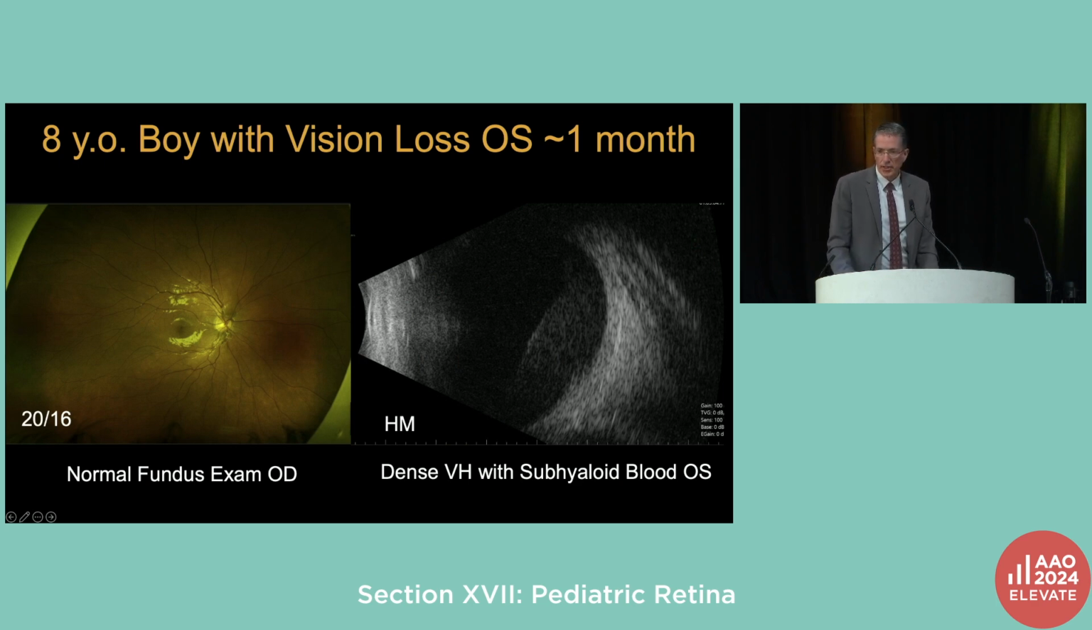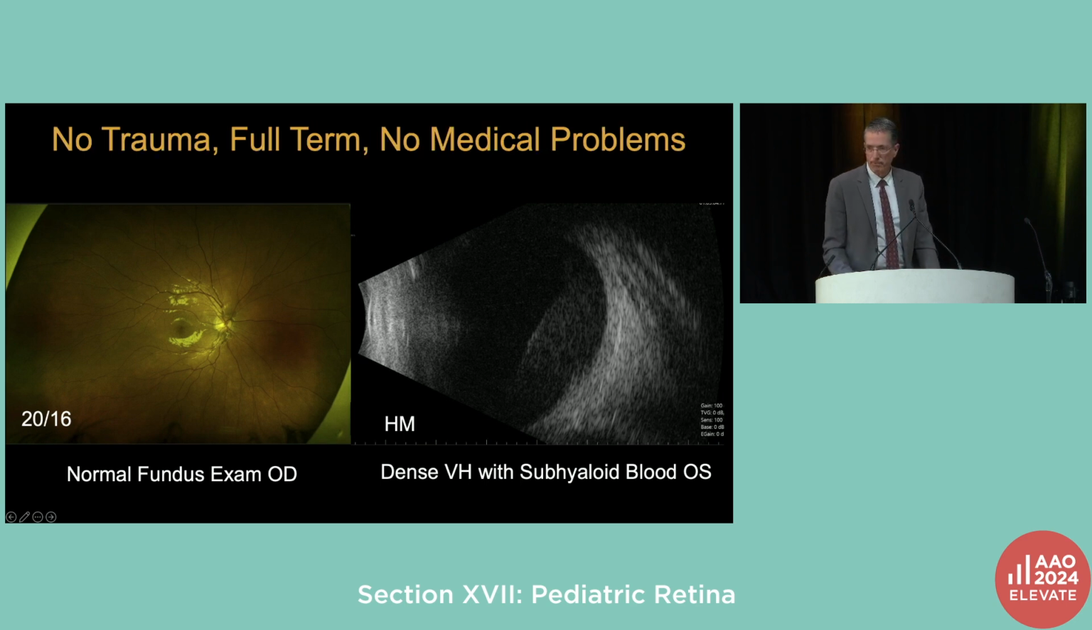If you could just tell me, this is an 8-year-old boy with vision loss in his left eye for a month. You can see the right eye there with excellent vision and normal appearing fundus, and then his left eye shows a subhyaloid hemorrhage. He's had no trauma, full term, no medical problems. And tell me how you'd handle this.